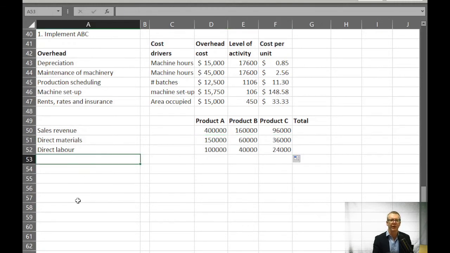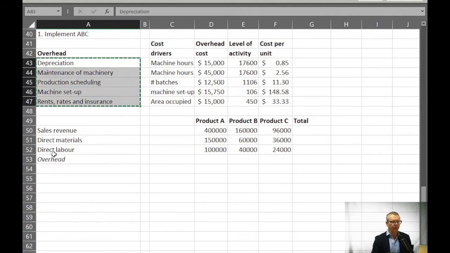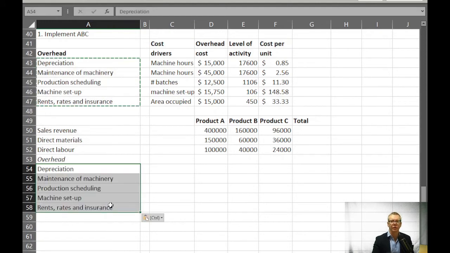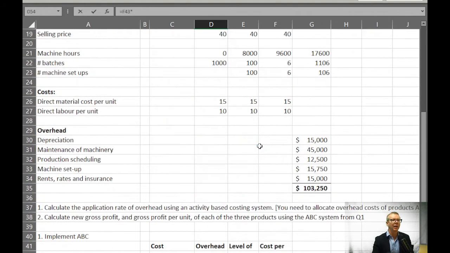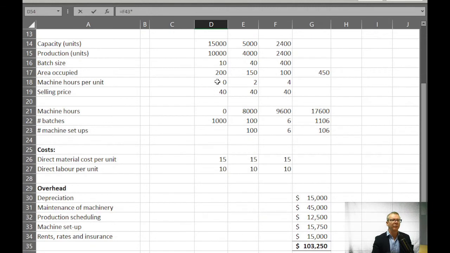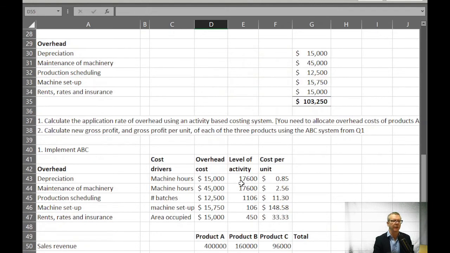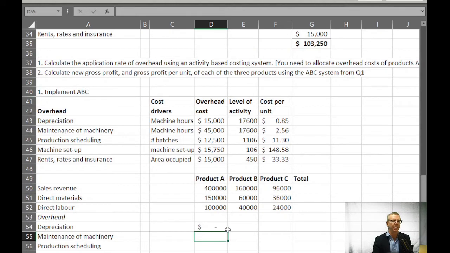Now, what we're going to have is overhead, and I can probably put a capital on. So overhead, and why don't I do this? Let's copy out our various overhead categories and we'll put those here. So we know that for product A, the depreciation is going to be allocated. It's depreciation, 85 cents multiplied by the number of machine hours, and it's 0 for product A.